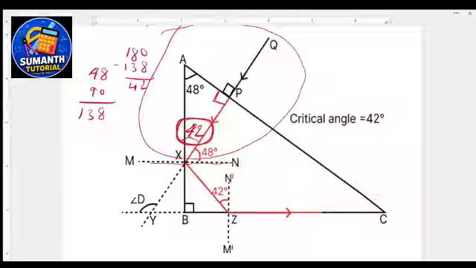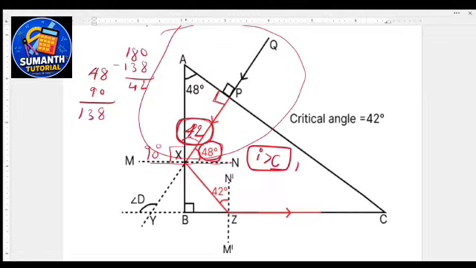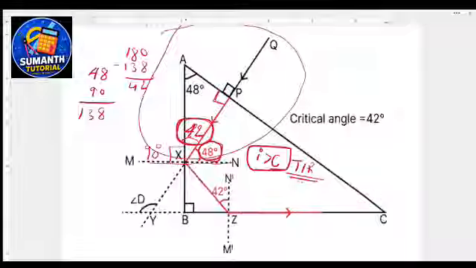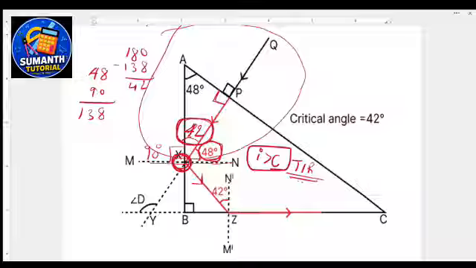See here, the normal line always forms 90 degree. If one of the angles is 42, another is 48. Another is 48, greater than the critical angle. So see here, i is greater than the critical angle, then obviously total internal reflection is going to occur. At this point, total internal reflection. Therefore, at X, the ray of light is totally internally reflected and reaches Z.